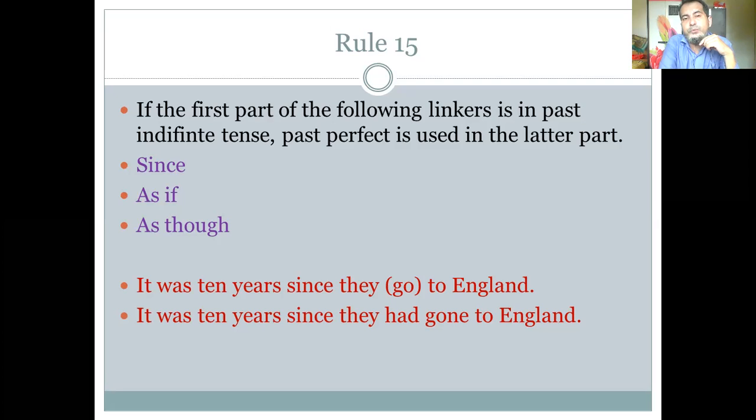Now consider the first one. It was 10 years since they (go) to England. It was 10 years. So if the earlier part is in past indefinite, the later part will be in past perfect.